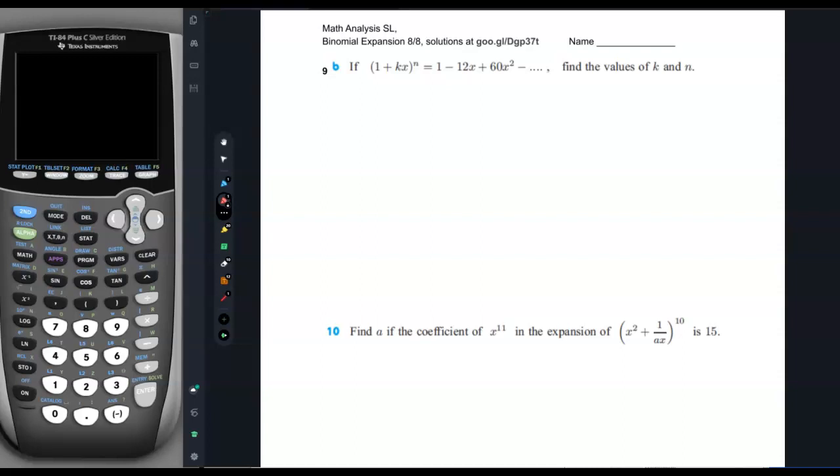We're going to do page 8, and we're going to start with 9b. So if this binomial expansion with an unknown degree is equal to 1 minus 12x plus 60x squared minus blah, blah, blah, find the values of k and n. Okay, so this is another one of those backwards problems where we don't know what n is. We know what a and b are, but we don't know what n is, and then they give us part of the expansion. So don't panic.